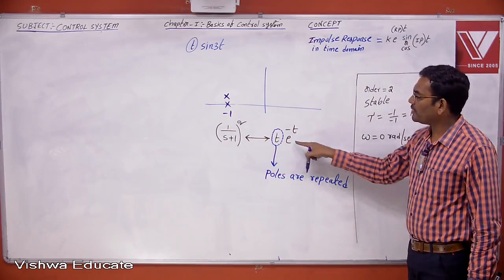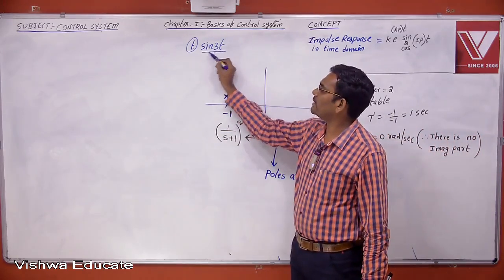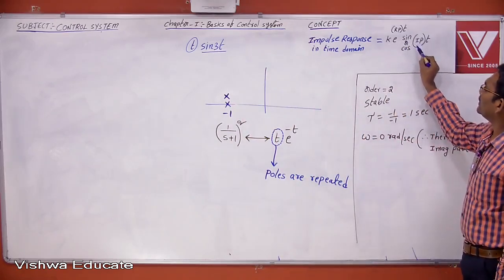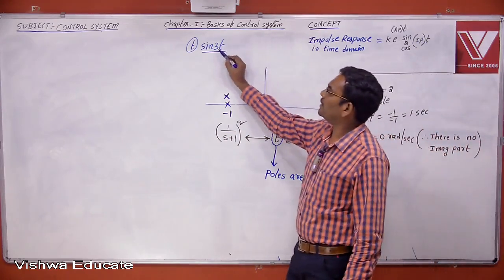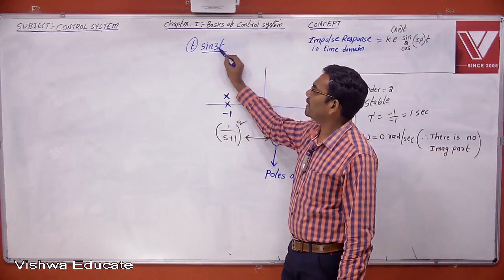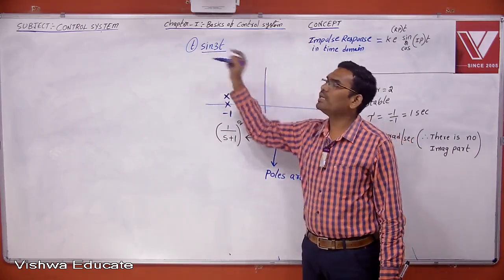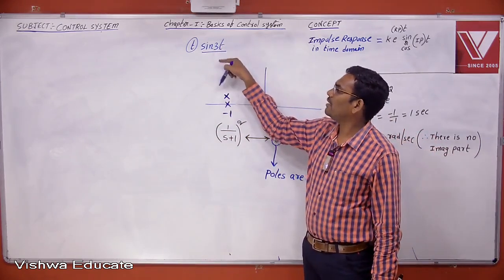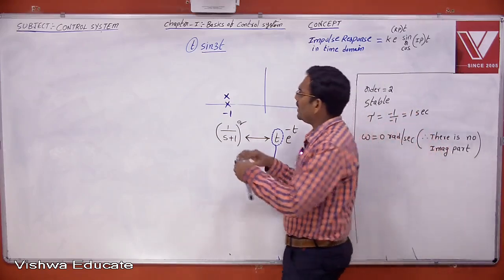Where it is repeated, see the second term. What is the second term? Sine 3t. What am I saying here? Sine or cos? Imaginary part. What is the imaginary part here? 3. Means the imaginary part is there. So on the imaginary axis, at plus j3 or minus j3, the pole is repeated. Like that you can easily identify.